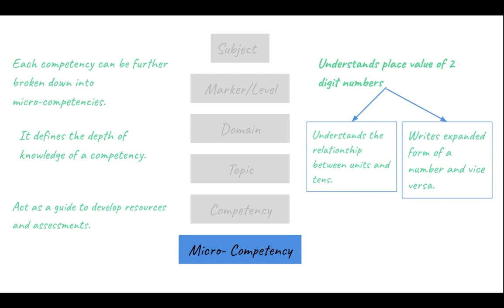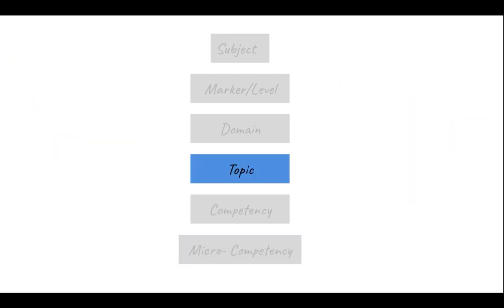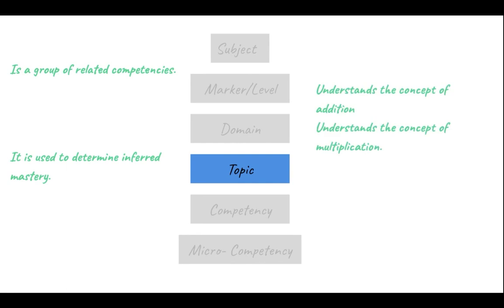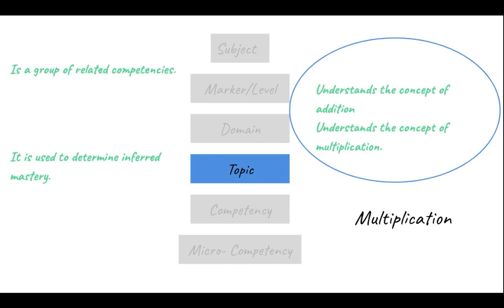Next is the topic. A topic groups closely related competencies, and it helps the Navigator determine something called inferred mastery. Let us look at an example of this. If there are 2 competencies that are closely related, like understanding the concept of addition and understanding the concept of multiplication, these can be grouped under the topic of multiplication, as multiplication involves an understanding of repeated addition. If a learner demonstrates understanding of the concept of multiplication, the system will infer that the learner has also mastered the concept of addition.